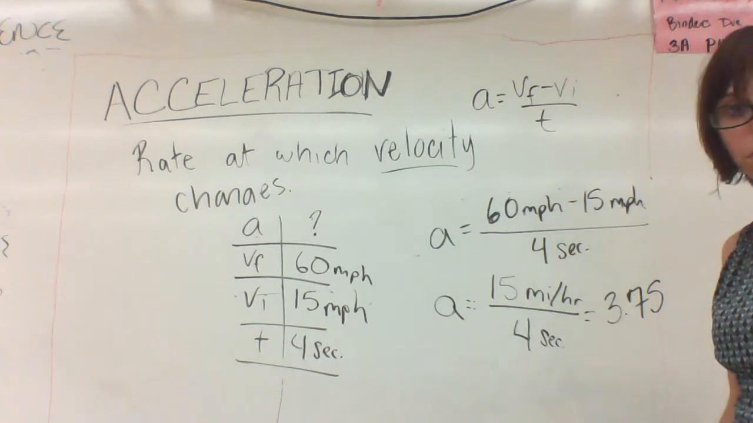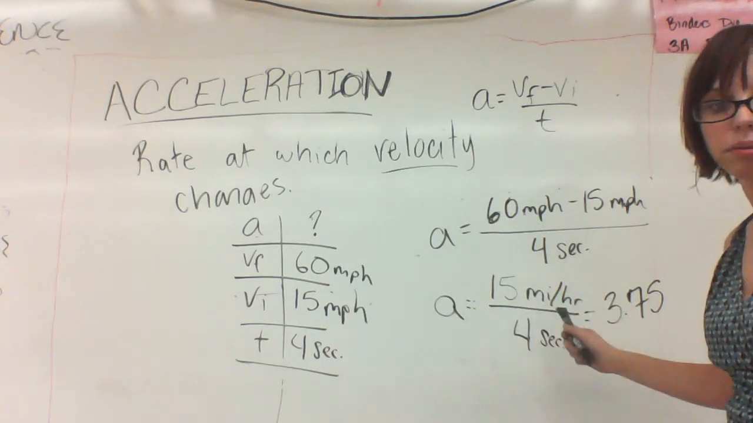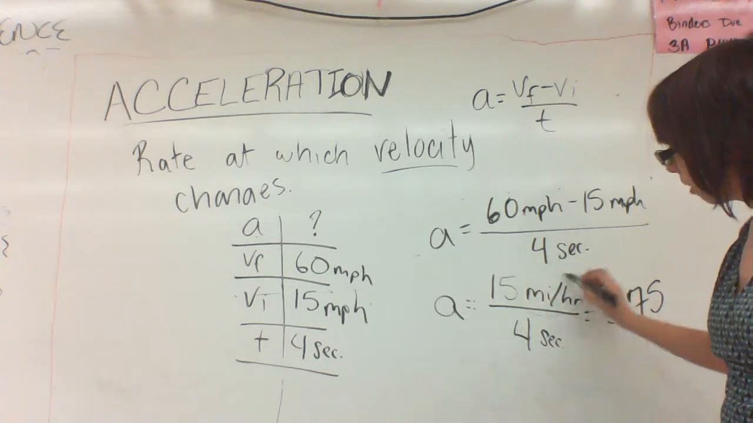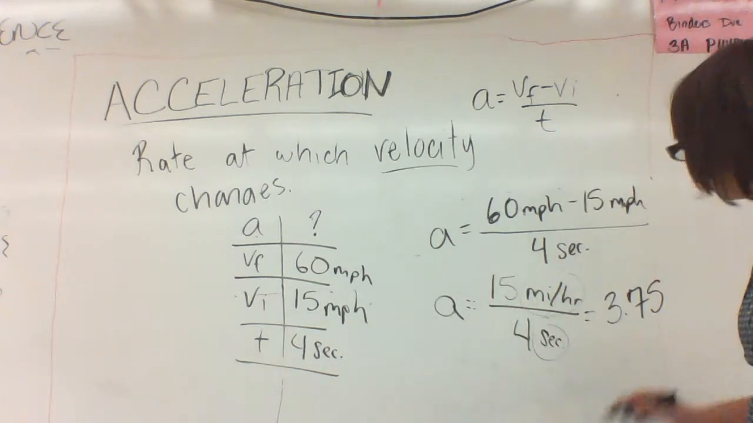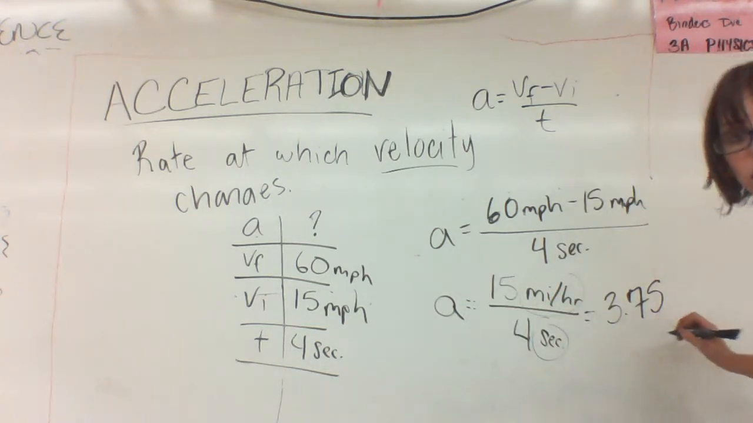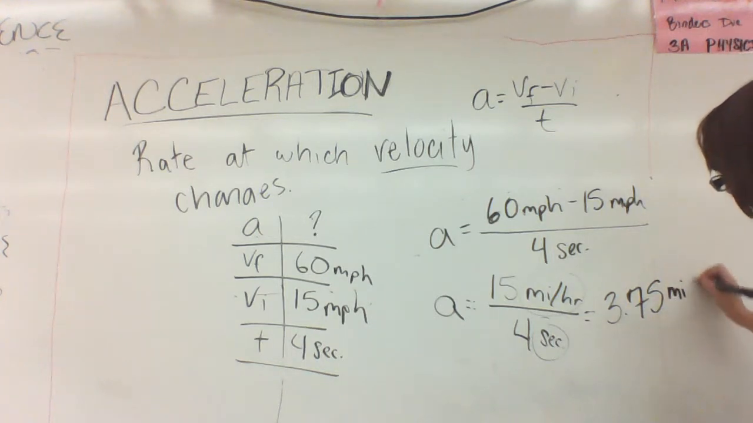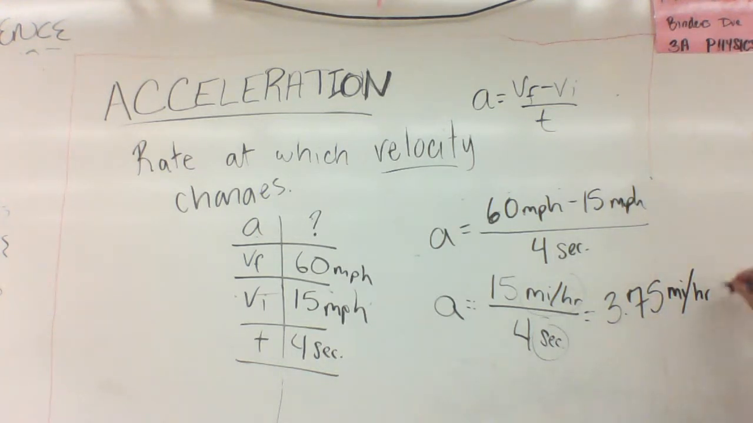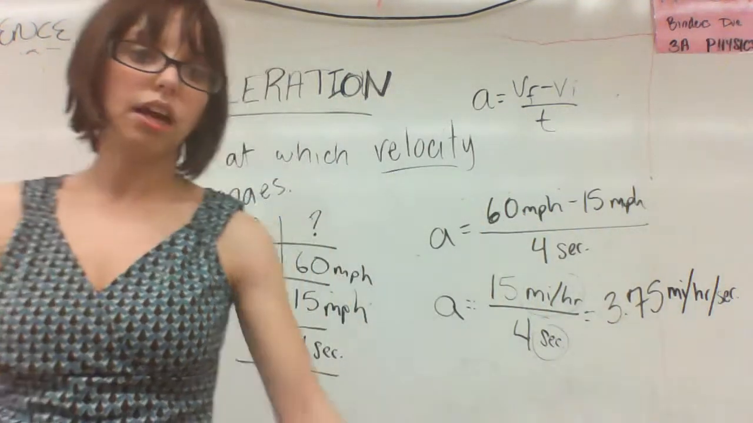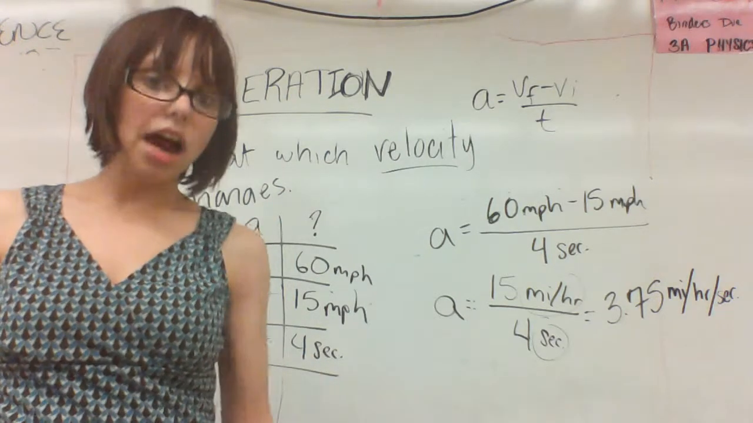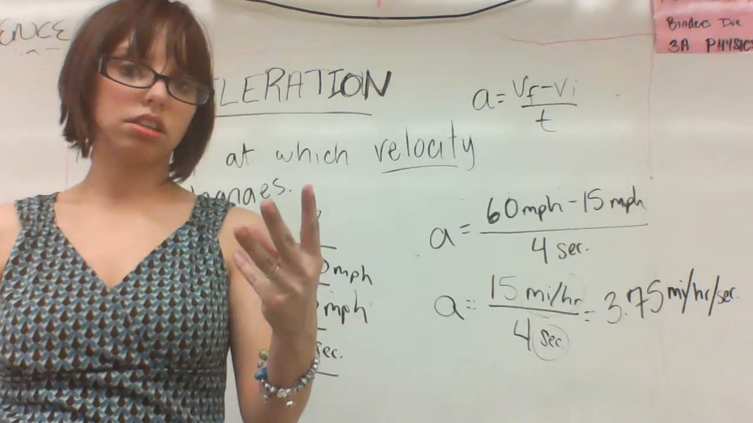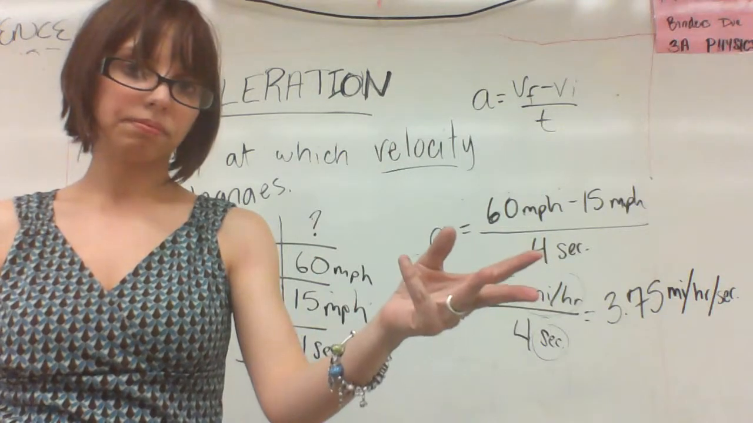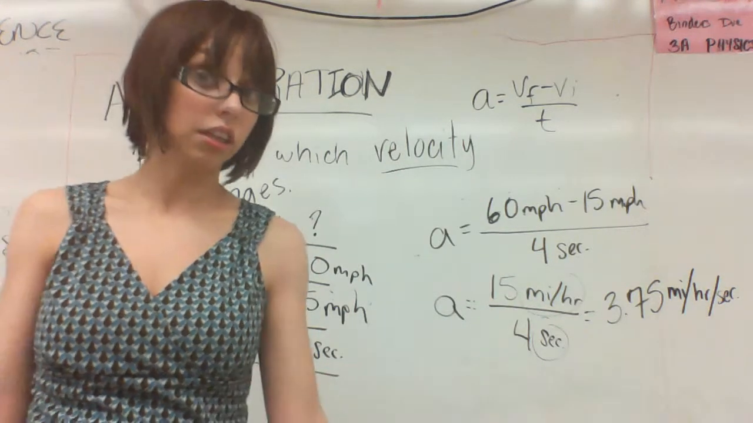3.75. What am I going to report this in? This is why I changed this to mi over hr, miles per hour. You have miles per hour up here and seconds down here. Those aren't the same. They can't cancel out. So you have to keep them all together. So what I'm going to do, and I have just enough space, it's going to be miles per hour per second. So basically what that means is for every second that I'm traveling, I'm getting 3.75 miles per hour faster. That's all that means. So with acceleration, you're always going to have 3 units. You're going to have a distance over a time over a time. It just depends on what you're given in the initial problem.